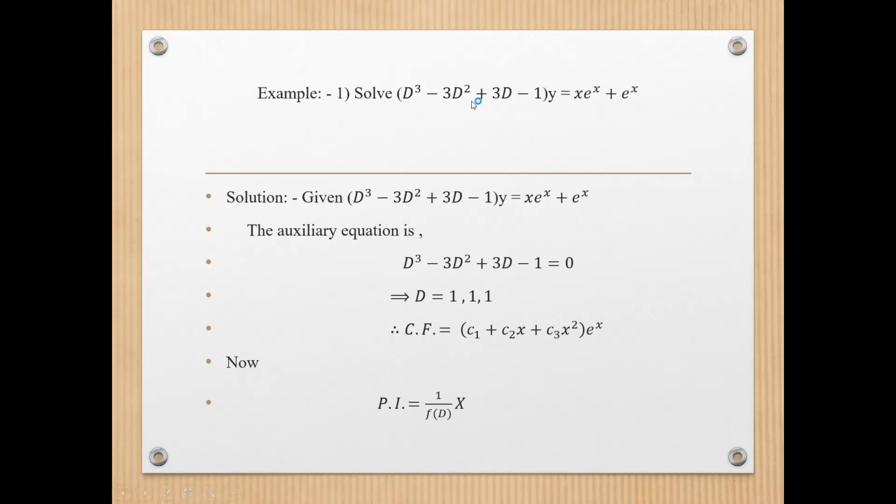This is the polynomial in d, nothing but f of d, and the right hand side is nothing but capital X. So substitute here: f of d is nothing but d cube minus 3d square plus 3d minus 1, and capital X is nothing but this, the right hand side.